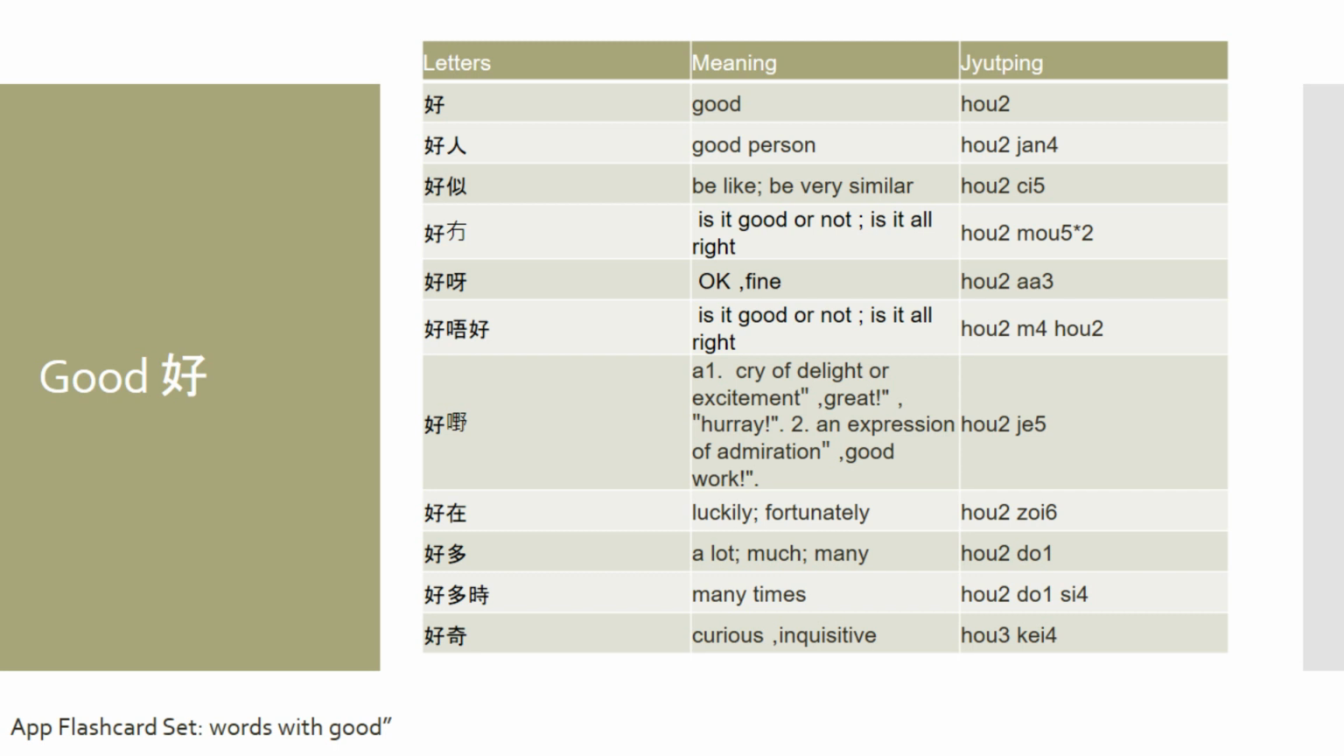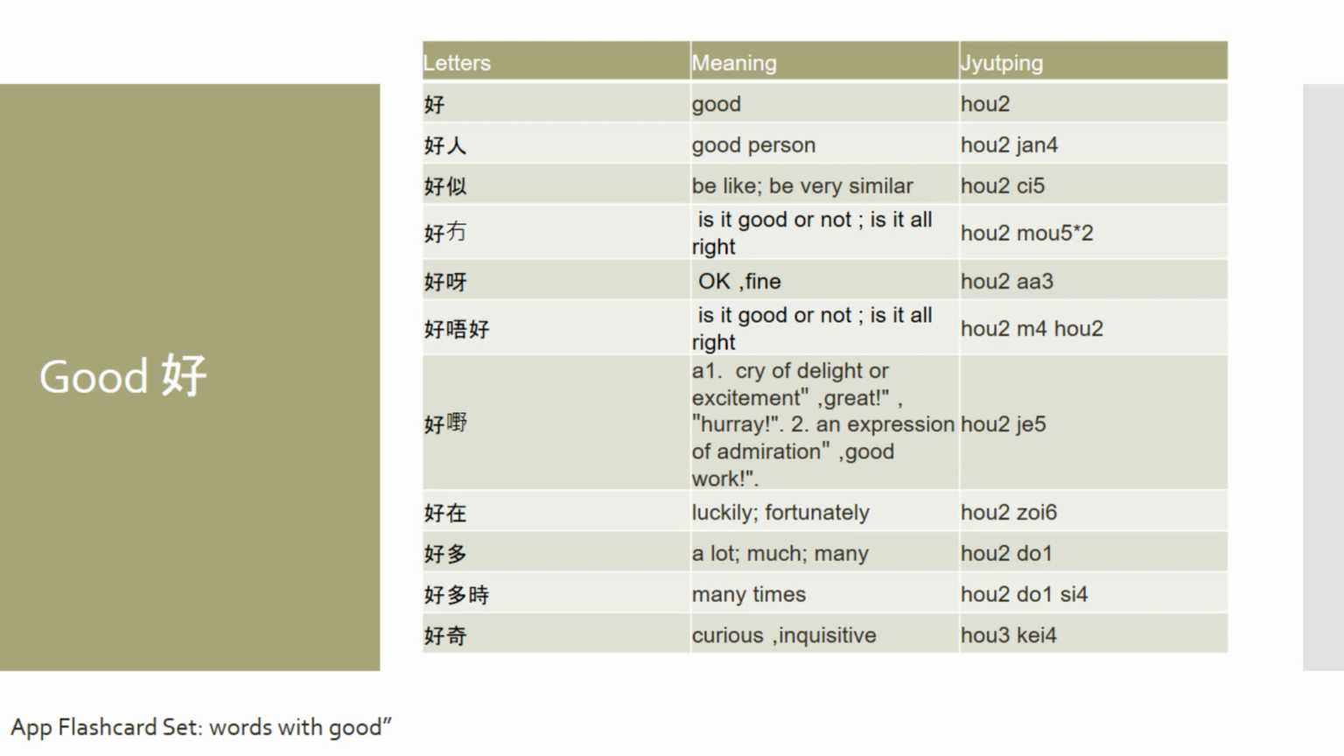Now, if you want to say be like or be very similar to, then you would say 好似. If you want to say, is it good or not, or is it all right, then you can say 好冇. Basically, this is a very short form of saying 好唔好. And if you want to say, oh, it's okay or fine, then you can say 好啊.